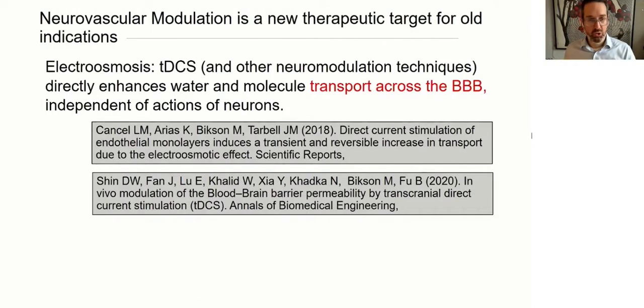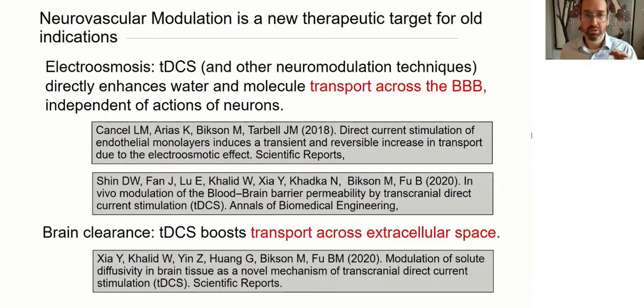To make a long story short and refer you to some key publications on it, I believe that during tDCS, electroosmosis is produced in the body, specifically across the blood-brain barrier. Water is dragged, and when water is being dragged, this triggers a whole cascade of secondary responses in the blood-brain barrier. We've shown that certain genes activate, and the transport of very specific molecules is increased. We've shown this both in vitro and in vivo. So this is tDCS boosting transport across the blood-brain barrier.